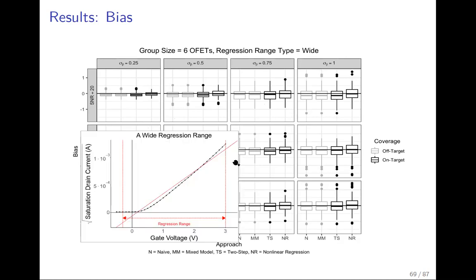A wide regression range is liable to contain measurements with the gate voltage below the threshold voltage, so the slope estimates produced by the fixed regression range approaches tend to be too small or negatively biased when the regression range is wide. The nonlinear regression approach doesn't have this problem since it doesn't use a regression range.